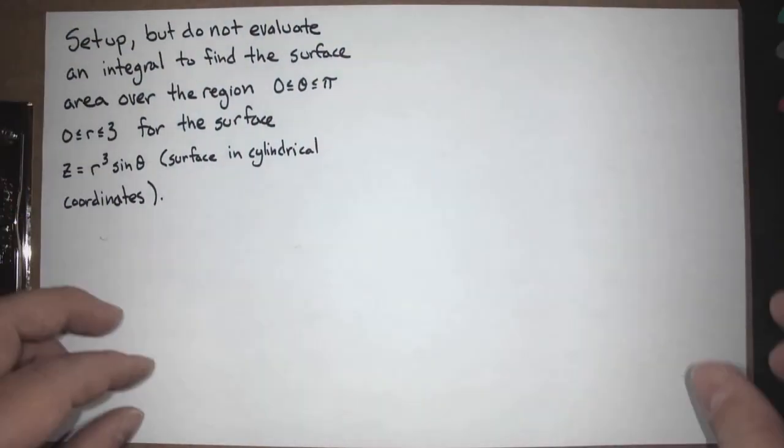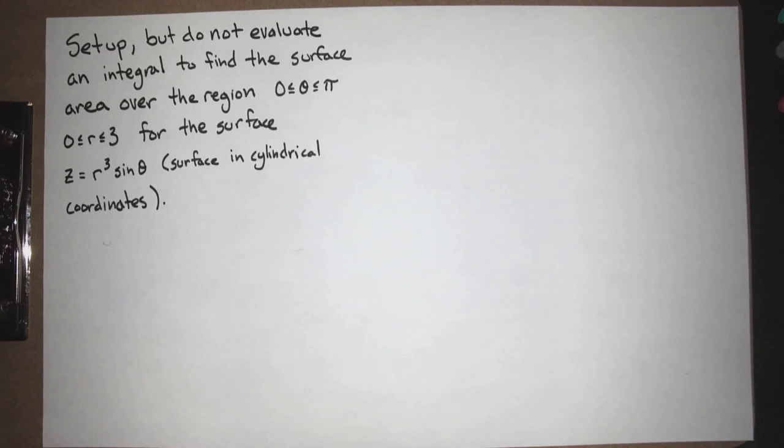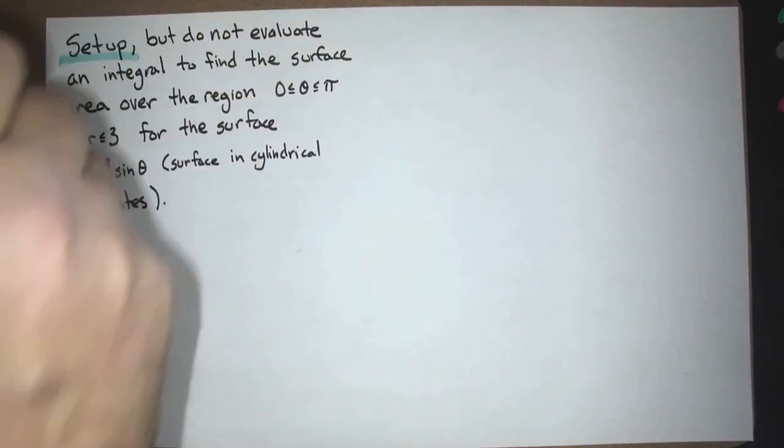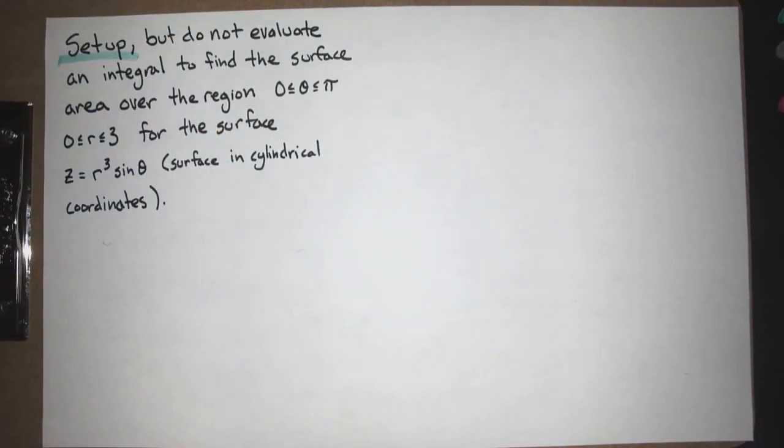Most problems with surface areas tend to be of the setup variety because, as you can tell, for spheres, we said that was as good as you can get, and it wasn't that great. Okay, so setup, but do not evaluate an integral to find the surface area over the region 0 less than or equal to theta less than or equal to pi, 0 less than or equal to r less than or equal to 3. For the surface, z equals r cubed sine theta.